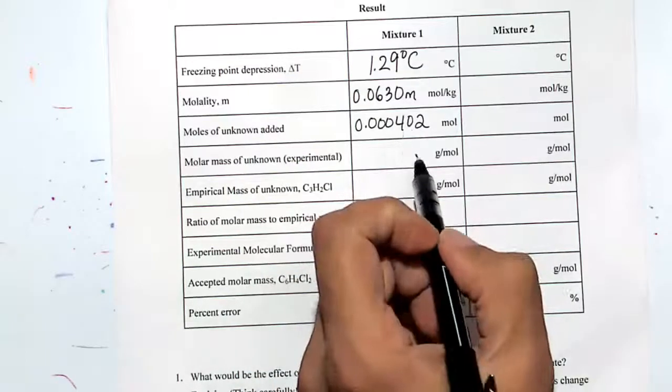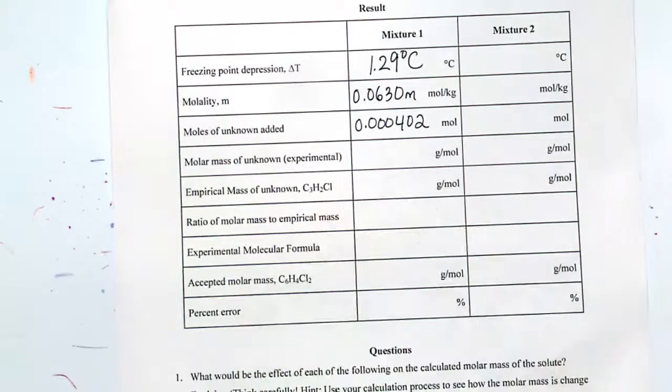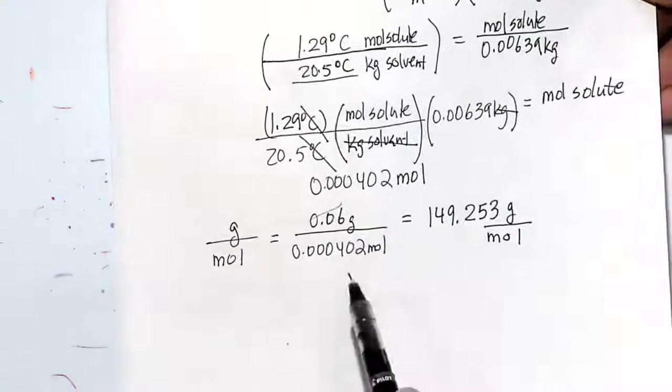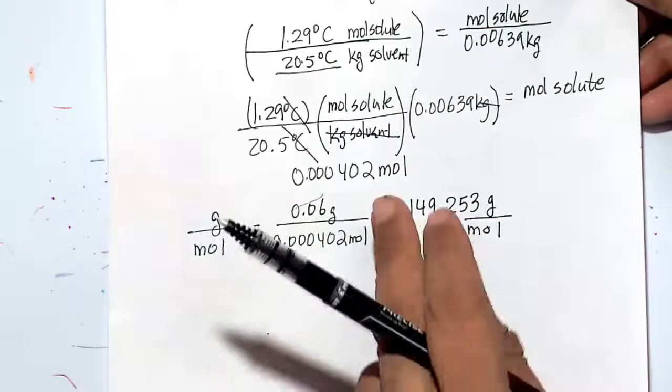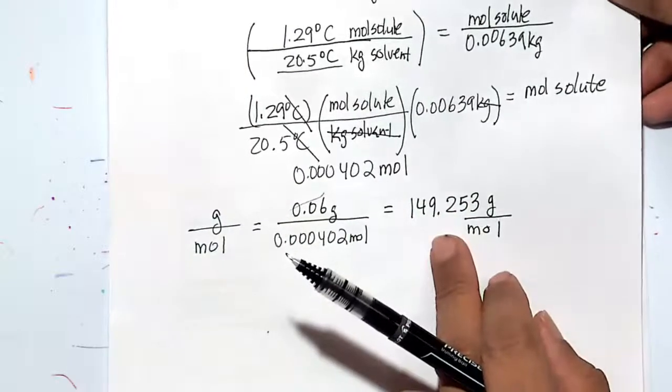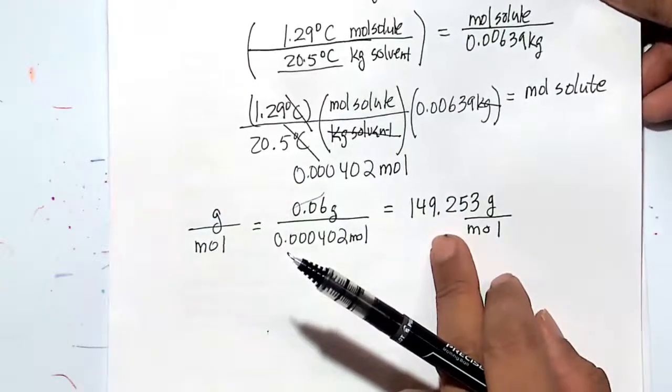Mass in grams over the number of moles. So once again, just to reiterate, we weighed out 0.06 grams of the unknown, divided it by this many moles, getting about 149.253 grams per mole.